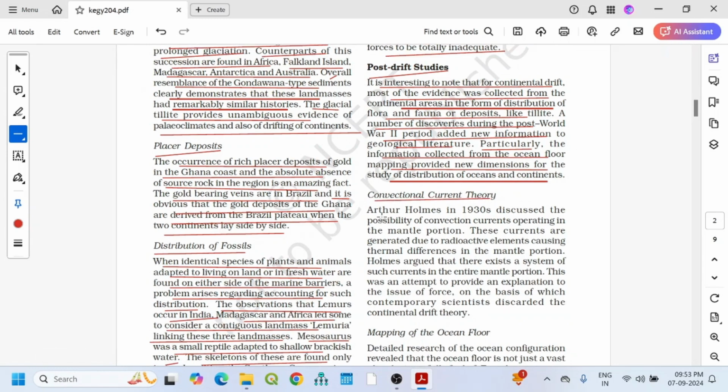Convection current theory. Arthur Holmes in the 1930s discussed the possibility of convection currents operating in the mantle portion. These currents are generated due to the radioactive elements causing thermal differences in the mantle portion. Holmes argued that there exists a system of such currents in the entire mantle portion. This was an attempt to provide an explanation to the issue of force, on the basis of which contemporary scientists discarded the continental drift theory.